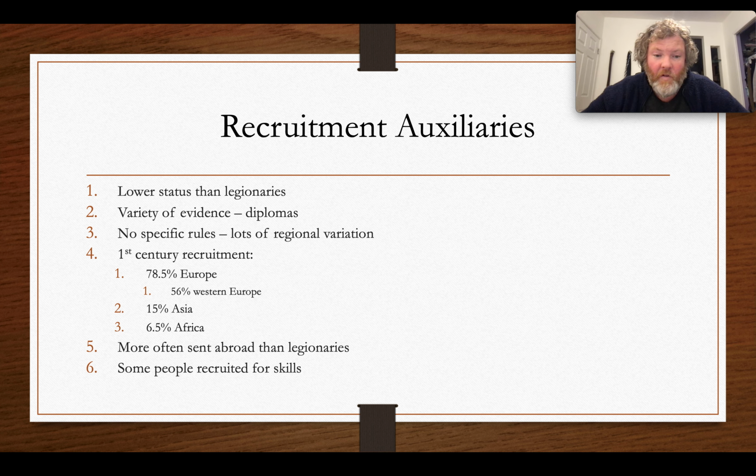Nearly 4/5 of them came from Europe, and of those, nearly 56% came from Western Europe, 15% from Asia, 6.5% from Africa. Auxiliaries seem more or less to have been more likely to be sent abroad than legionaries, and there are a couple of revolts that came out of this. And it does seem that in some situations, people were targeted because of their specific skills. There's some debate about this, but at least at some stages, this seems to have been a thing.